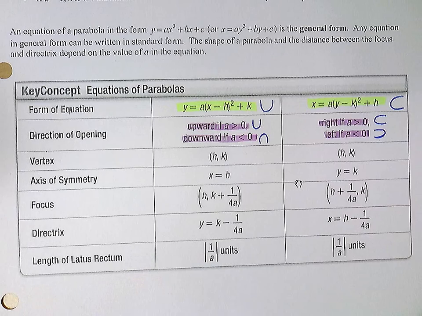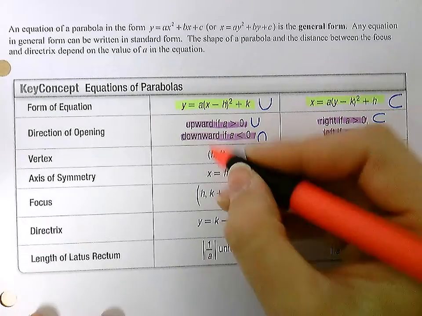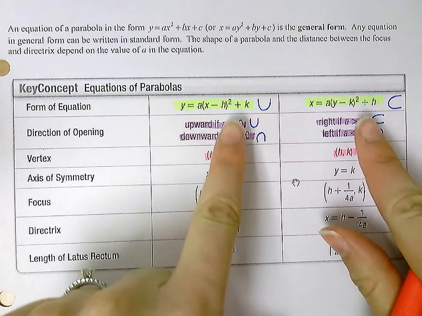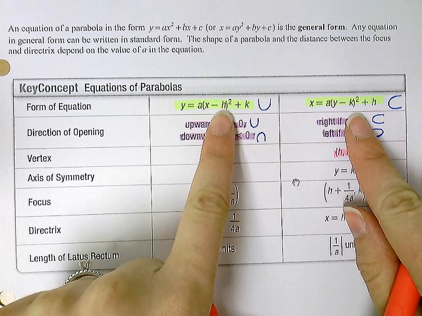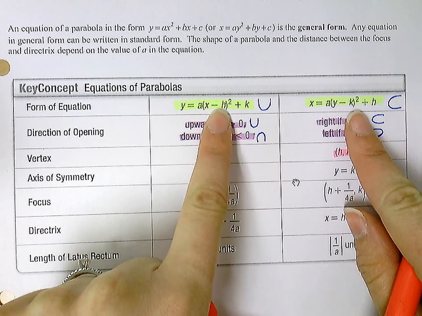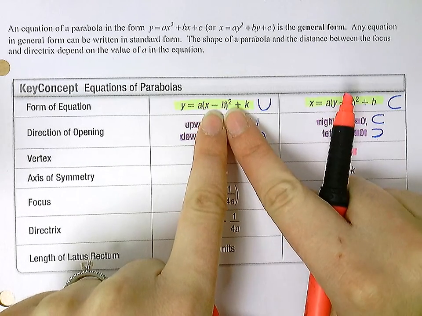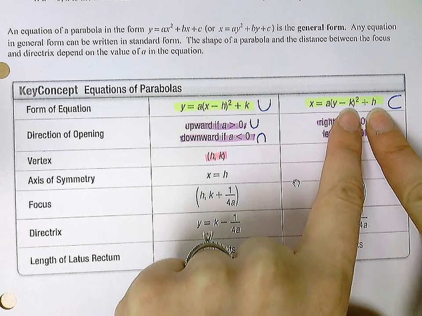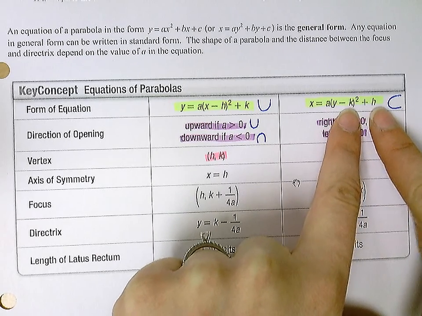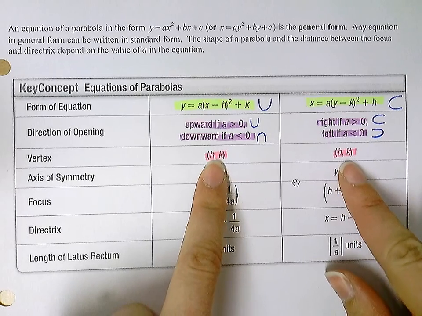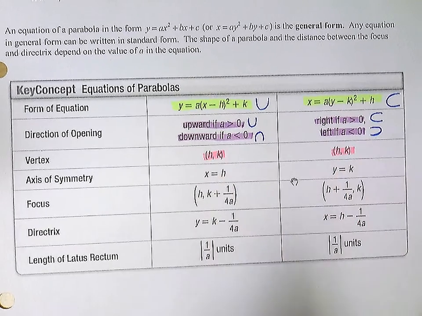Now your vertex in both of these equations is at (h, k). Okay, you can find h and k in your standard form here. Okay, so h is in the parentheses for this one, and k is on the outside. In this one, k is inside the parentheses, and h is on the outside. Okay, but your vertex point is still at (h, k) in both cases.